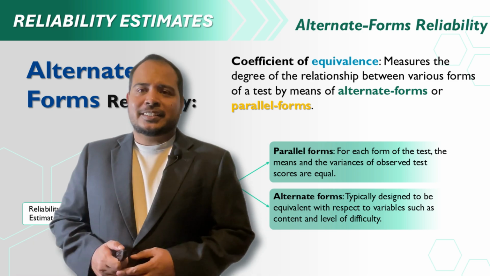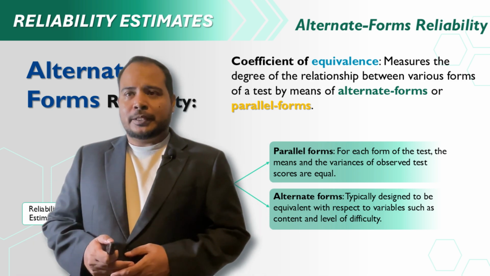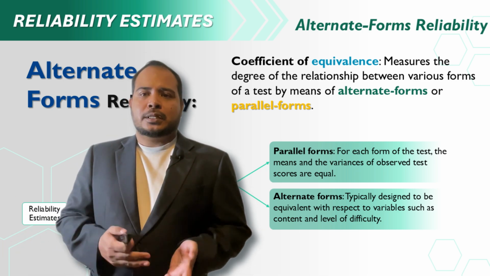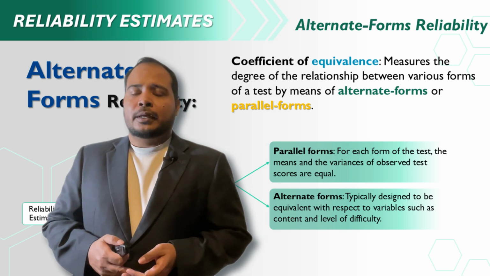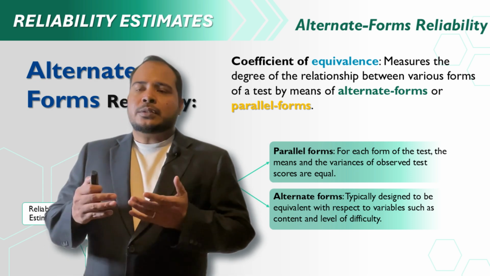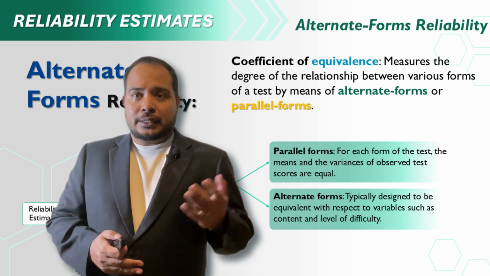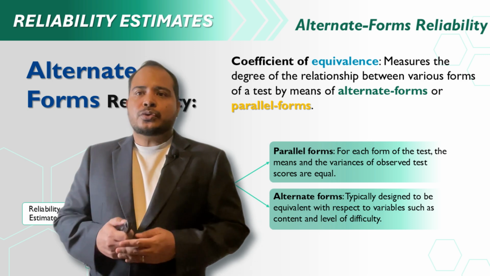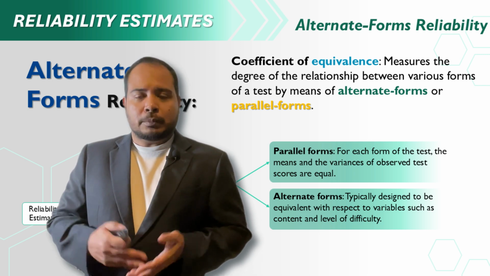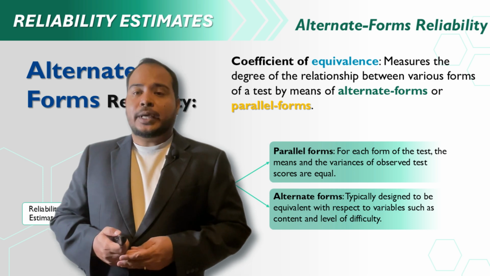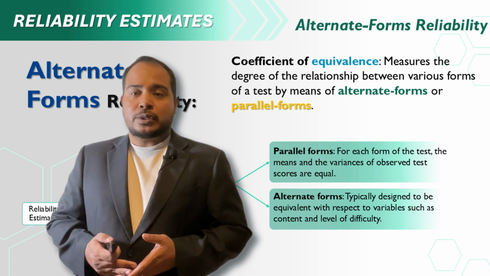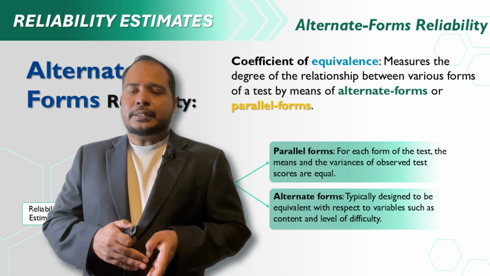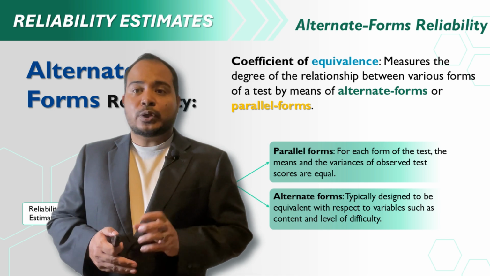Besides internal consistency reliability and test-retest reliability, we can also explore the suitability of establishing alternate forms reliability. When we are not able to establish internal consistency reliability or test-retest reliability, we can use alternate form reliability. But of course, there are conditions to that. Alternate form reliability allows us to establish coefficients of equivalence.